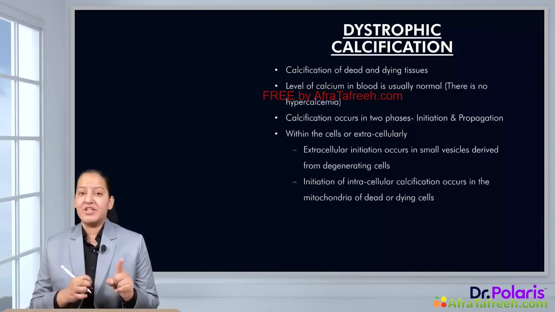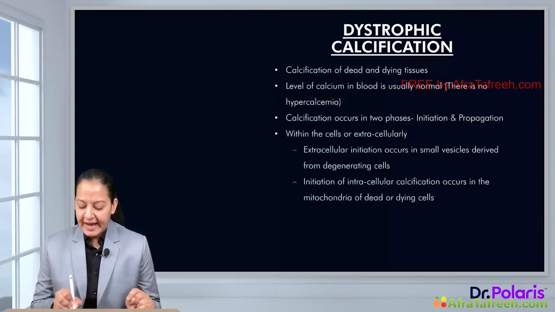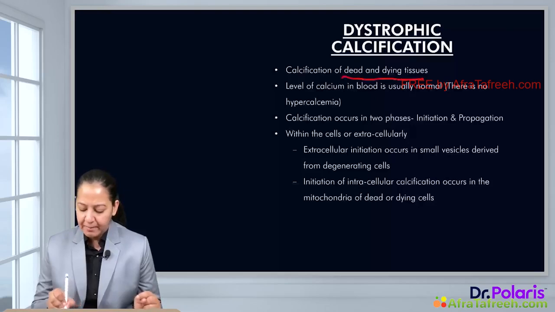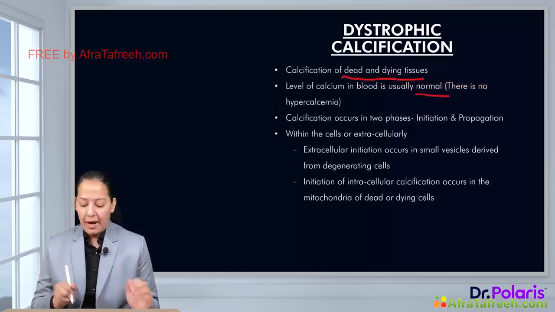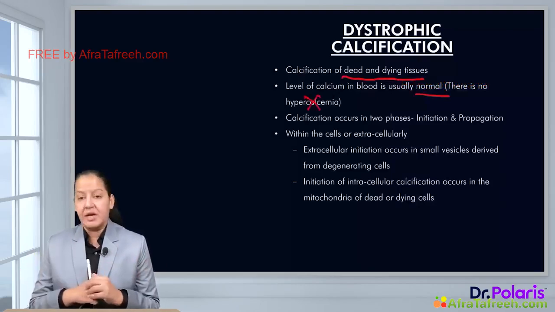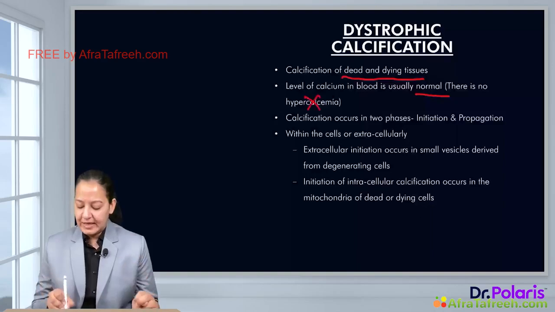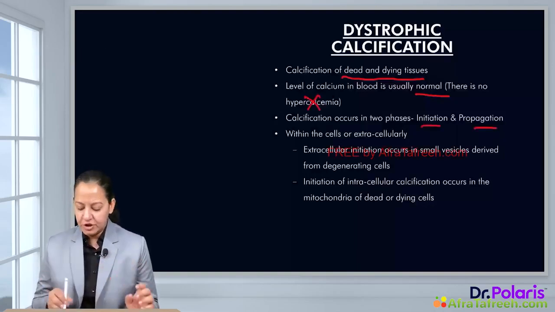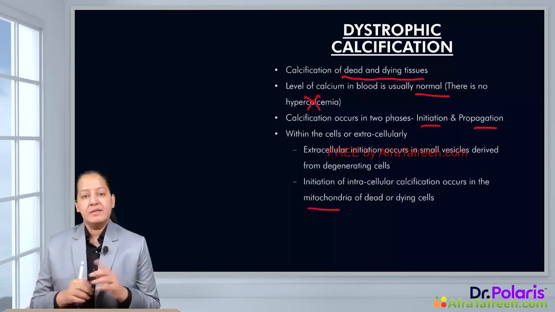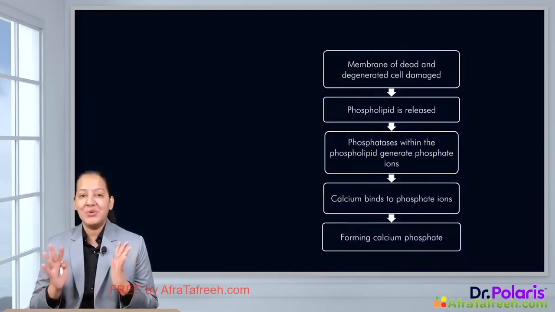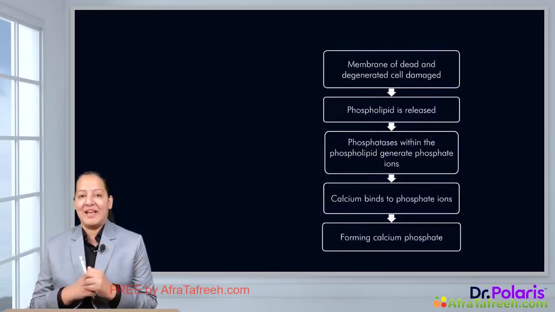In dystrophic calcification, as I have told you, calcification occurs in dead and degenerated tissue. Here, the level of calcium in the blood is normal. There is no hypercalcemia. Hypercalcemia is not a part of dystrophic calcification. Calcification occurs in two phases, initiation and propagation. Initiation in most tissues occurs in mitochondria. That is intracellular initiation.